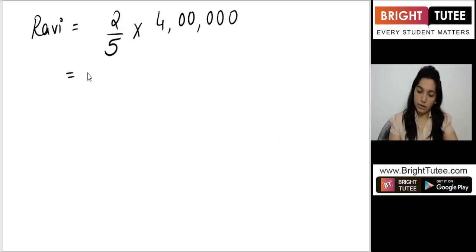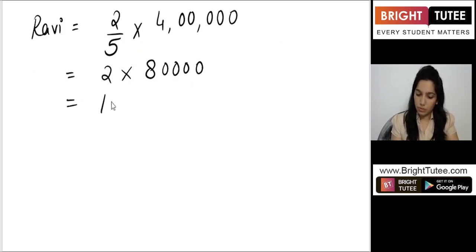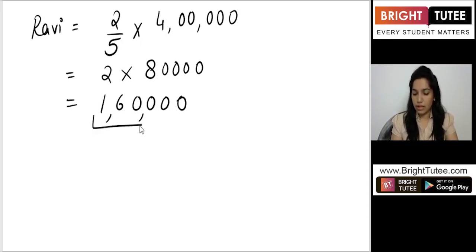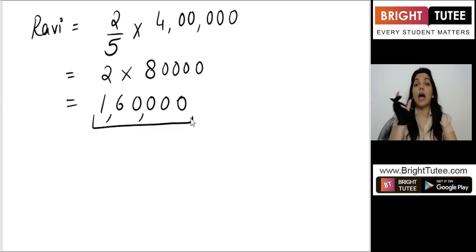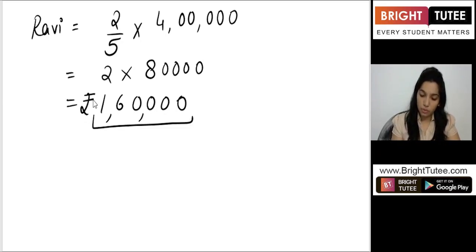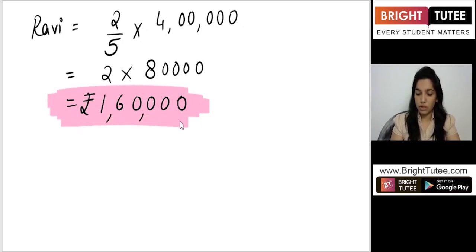If you divide 4 lakh by 5, let's keep the 2 as it is. So 40 becomes 8, and then we have 1, 2, 3 and 4 zeros. So this comes out to be 160000. So the total amount of profit that can be given to Ravi is 1,60,000. I hope this is clear. Ravi gets 1,60,000, and because this is the amount, we must write rupees in here. This is not a ratio. This is the amount that he's going to get, so this should be written in rupees.